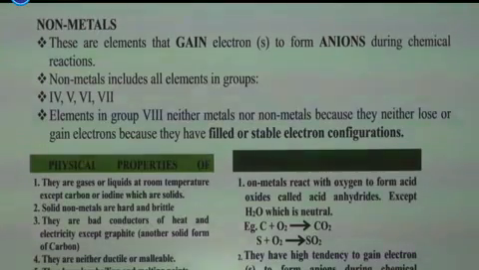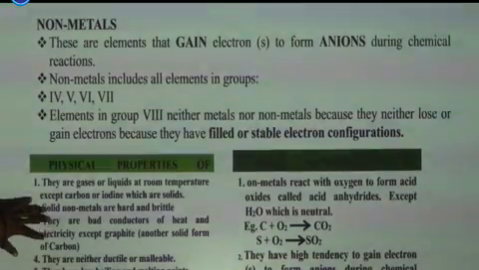The second point we're going to discuss about non-metals is that we normally get them from groups such as group 5, group 6, and group 7. All right? Elements in group 8 are neither metals nor non-metals because they neither lose nor gain electrons, which indicates that they already have a filled electronic configuration. So they actually don't need to react at all. They don't react at all at any cost. All right? So that's it.